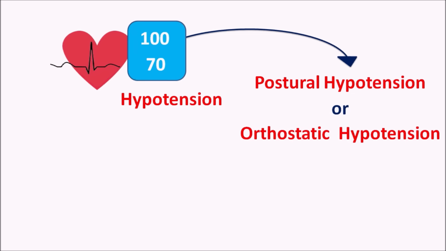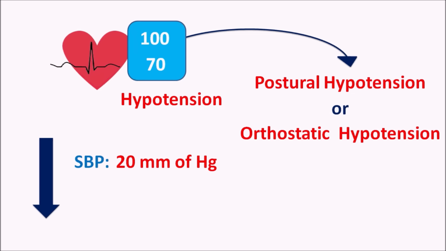With tamsulosin, we can observe a decrease in blood pressure. Particularly, the systolic blood pressure is reduced by at least 20 mm of mercury, and the diastolic blood pressure is reduced by at least 10 mm of mercury. When there is a drop of 20 in systolic and 10 in diastolic blood pressure, it can be considered orthostatic hypotension, which changes with the posture. So tamsulosin produces postural hypotension, resulting in various symptoms in the patients.